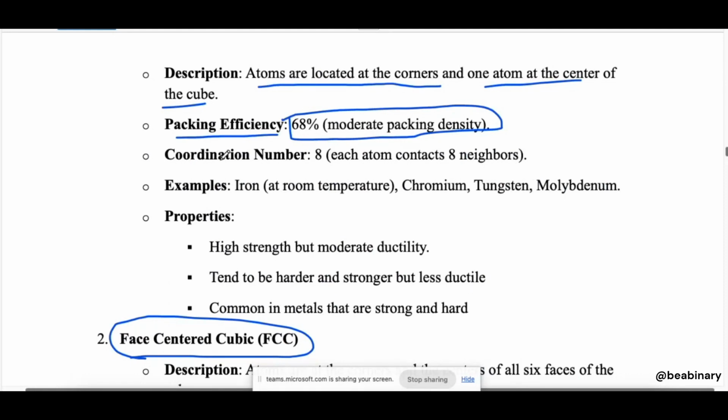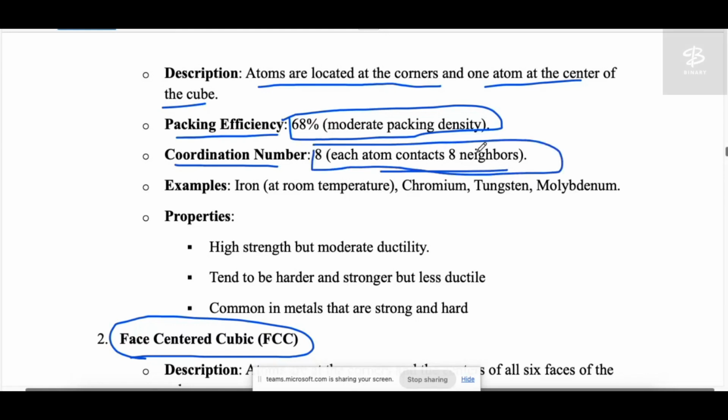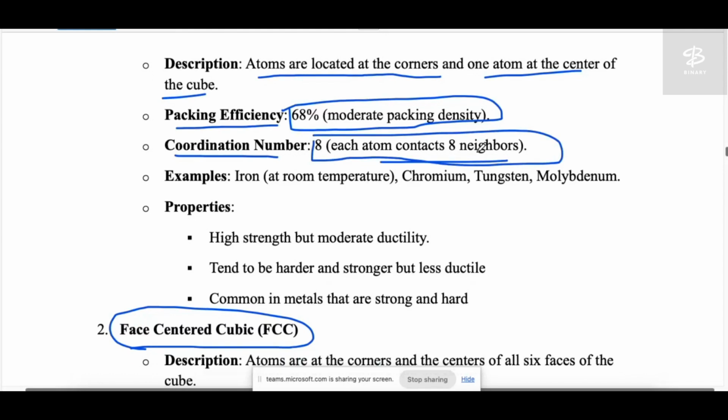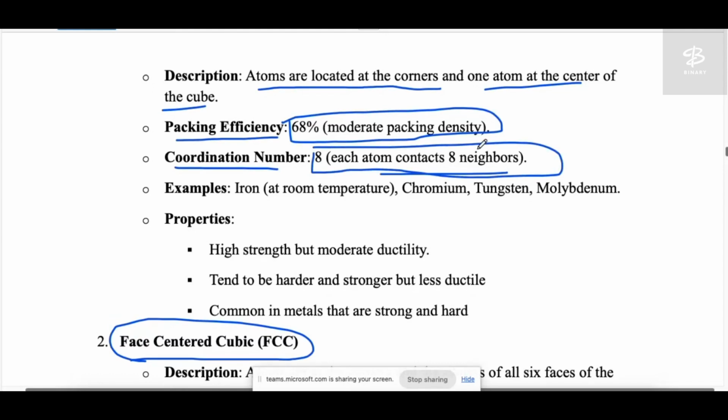So what is the coordination number? The coordination number is 8. It means each atom has 8 neighboring atoms. Coordination number means the number of neighboring atoms to which an atom is connected. So in body centered, you have the coordination number 8, meaning the atom connects to 8 neighboring atoms, one coming from each corner.